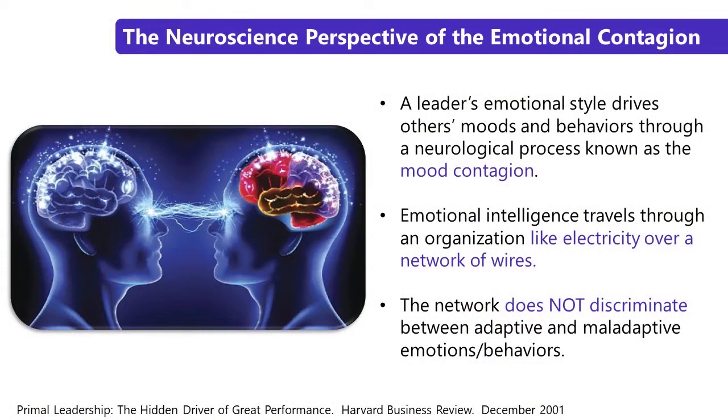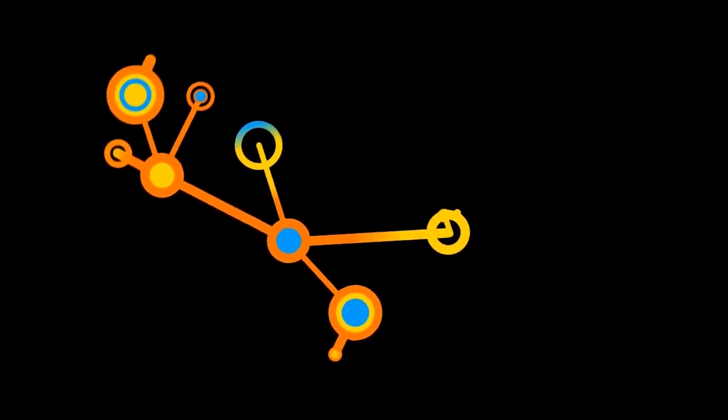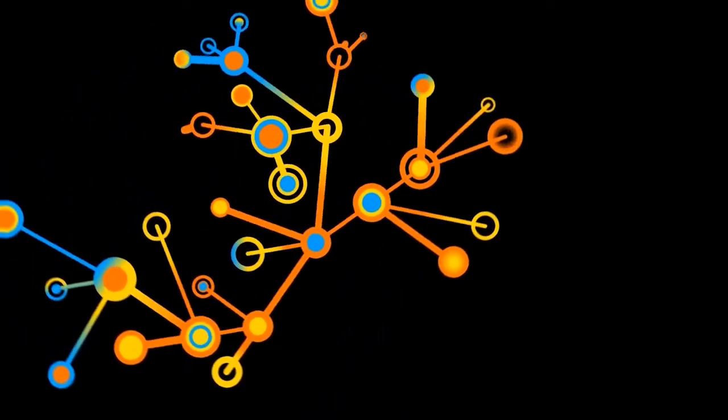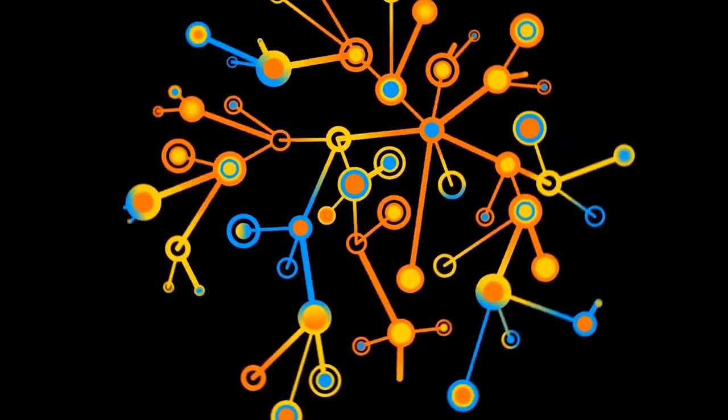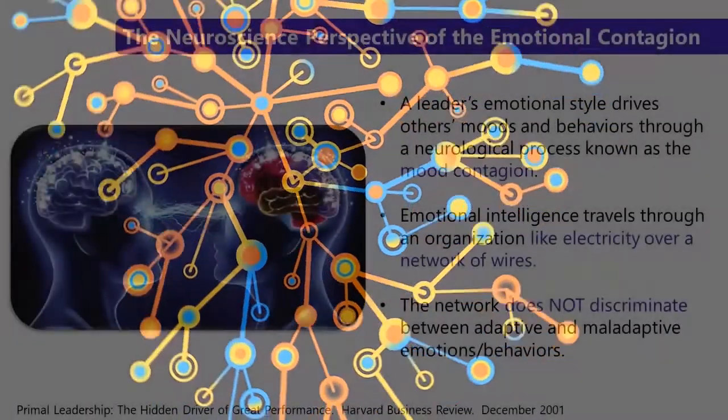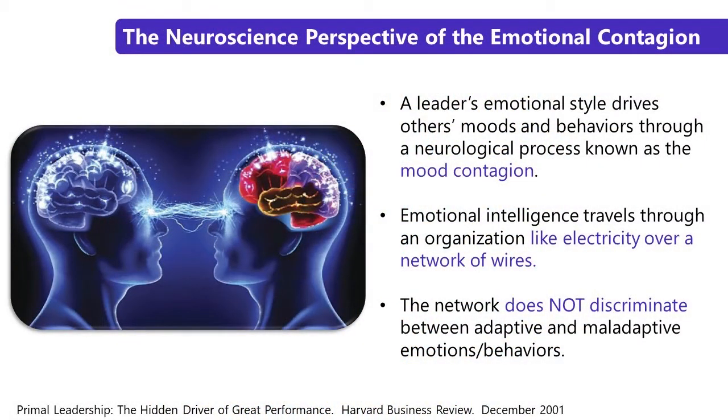As our natural state, our feelings are being shared in our organizations, and we recruit and appropriate those feelings from other people. In an organization, that travels like electricity over a network of wires. Whatever you put on that network as a leader travels throughout your organization, because everybody's watching you. Unfortunately, that network doesn't discriminate between adaptive and maladaptive feelings or behaviors. Whatever you put on that network as a change leader is what travels in your organization, so we have to be very intentional about it.